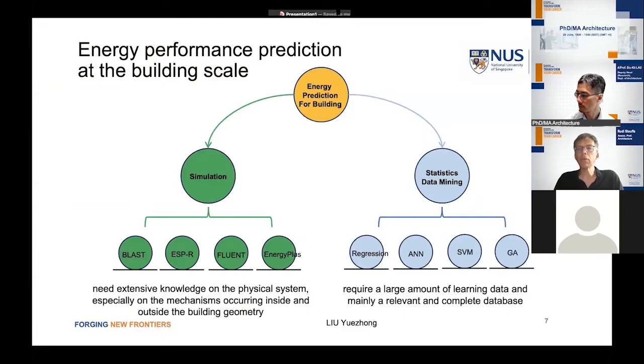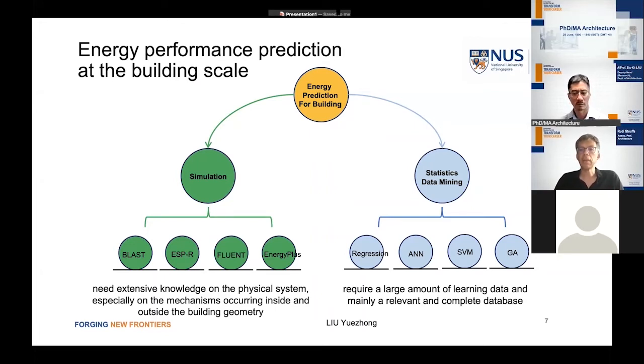So an important part, of course, of dealing with design for climate change is looking at energy performance and the prediction thereof at the building scale, as was done for SD4 and so on. Now, there are two main ways to go about this. The most default way, the most used way, is to do simulation.